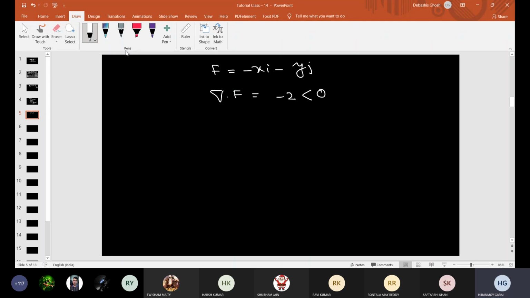But if the divergence is 0, then we can say that the fluid or the gas is incompressible. Sometimes it is called solenoidal. For example, if f is equal to minus yi plus xj, then if you take the divergence of f, it comes to be 0. At that time f is said to be solenoidal or incompressible.